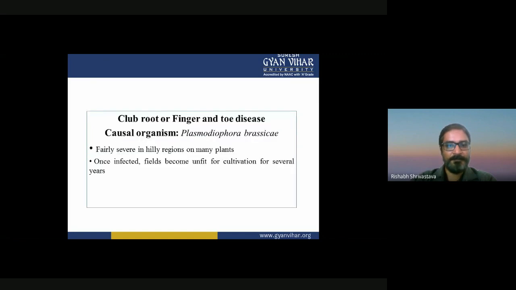Club root or finger and toe disease. Causal organism: Plasmodiophora brassicae. Fairly severe in hilly regions on many plants. Once infected, fields become unfit for cultivation for several years.